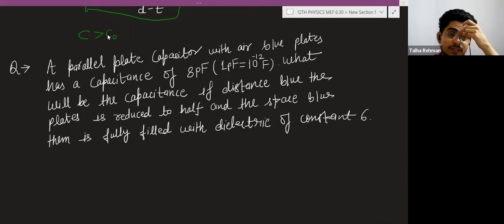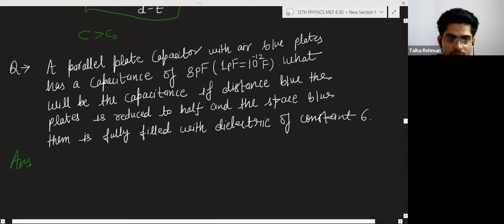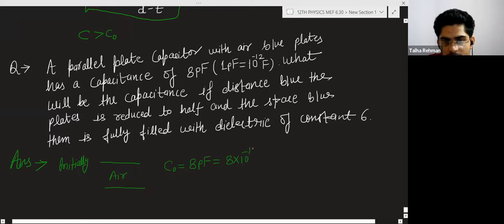So now let's see the question very carefully. We have one parallel plate capacitor, no problem. I have one parallel plate capacitor like this. And this parallel plate capacitor is placed in air. Now this is in air initially, and capacitance in air is represented by C naught. So capacitance is given by 8 picofarad. So I am converting this 8 picofarad into farad. So this will be 8 into 10 to the power minus 12.